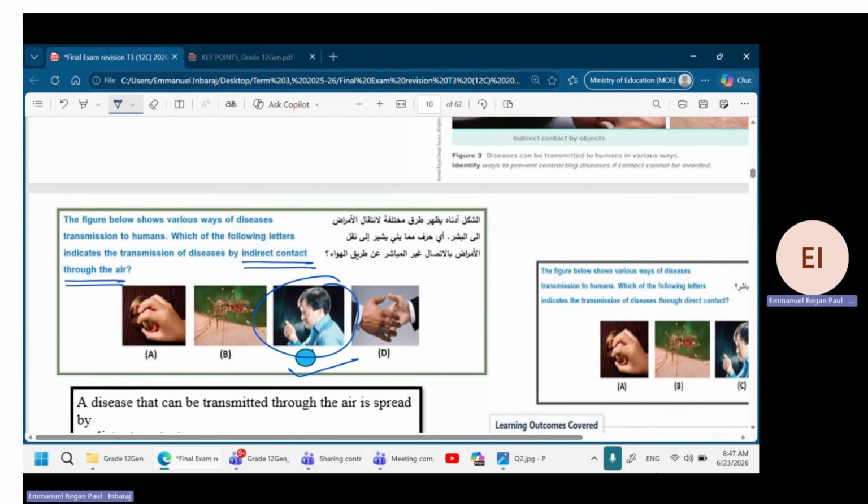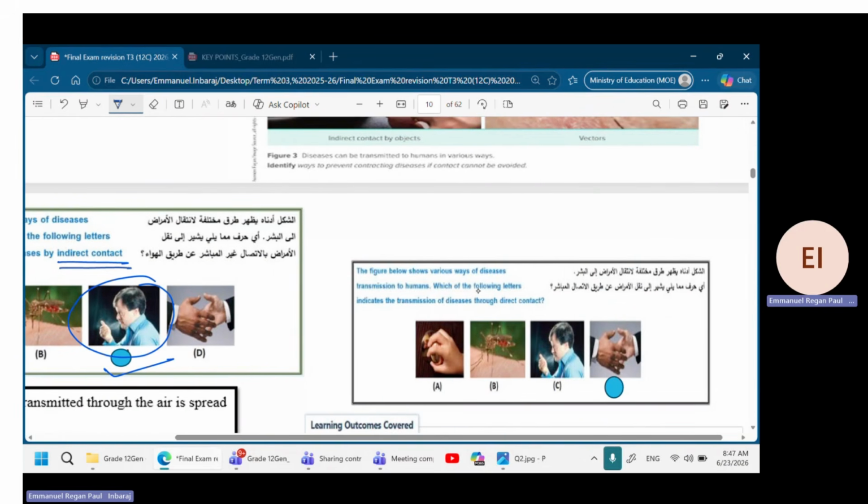Okay. Look at the next question. Which is the transmission of disease through direct contact? Direct, this is direct contact. Two people are touching each other. So this is direct contact. Okay, so this is how you will be answering this question.